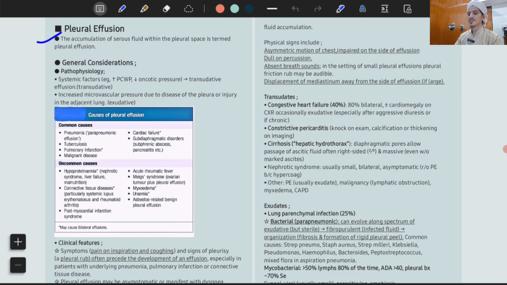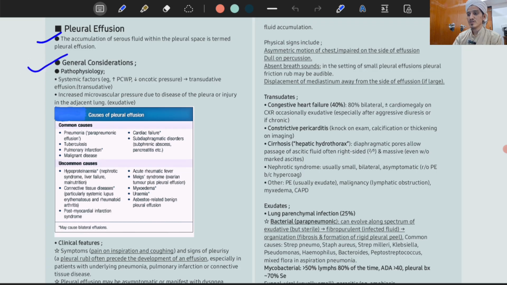Pleural effusion is the accumulation of serous fluid within the pleural space. To study pleural effusion, we can divide it into two parts. One is general consideration and the second is specific consideration. General considerations include the general causes of pleural effusion, and specific considerations include the specific causes which cause pleural effusion. So first, coming to the general causes of pleural effusion.